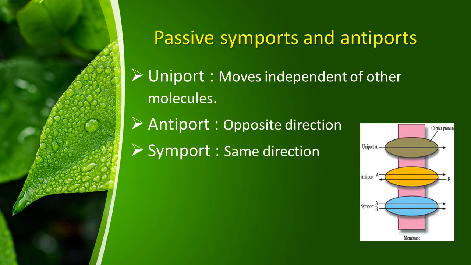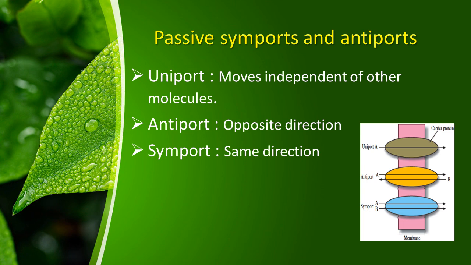We have seen diffusion, facilitated diffusion, and the third one is osmosis. But before discussing osmosis, let's learn the directions in which the molecules move in plants. Depending on the direction the molecules are moving in plants, they are categorized into three types: uniport, antiport, and symport.